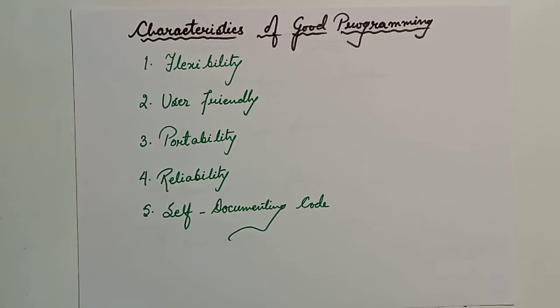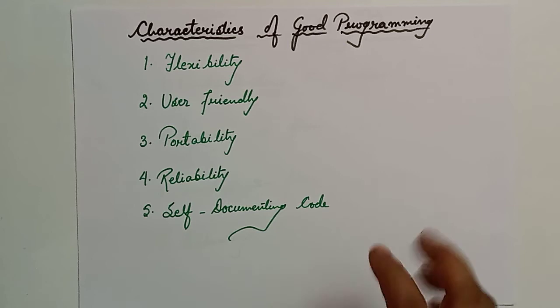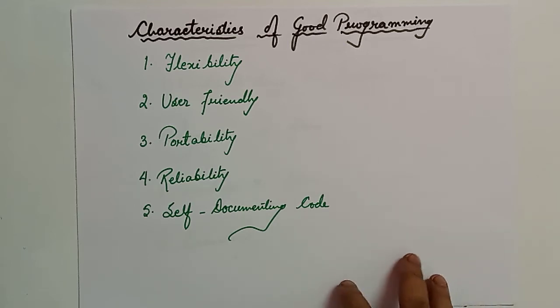Let's say a message has been given: enter your age. You have written 16, no problem. But let's say you have entered 16 in words, so definitely an error will come. In that situation also the program should be able to handle it. That's a wrong input. How to handle this? If a program can handle wrong input as well as correct input, then it's a reliable program.